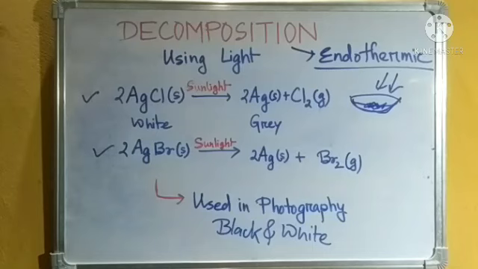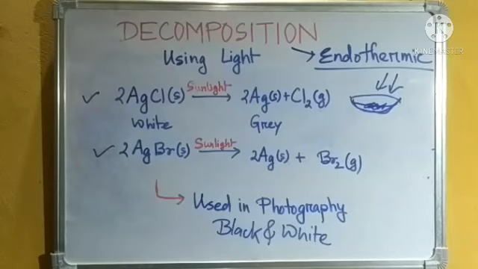So this is all about decomposition reactions. In the next class we will be learning about displacement reactions. Displacement reactions can be of two types: general displacement reaction or double displacement reaction. We will be learning about that in our next classes. After that we have oxidation and reduction reactions, which in simple terms we can call redox reactions. After this, your first chapter will be over, okay.